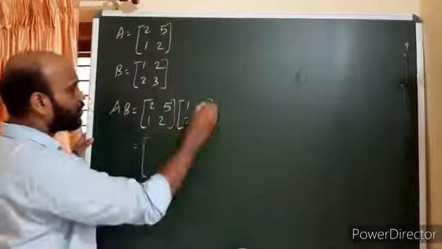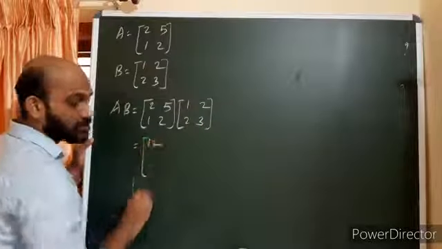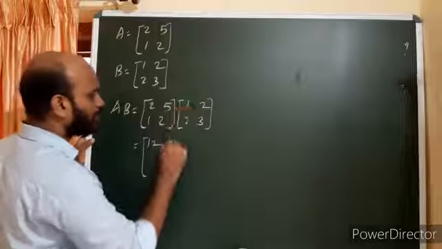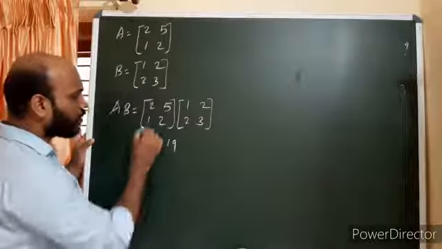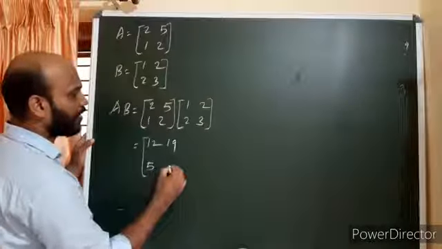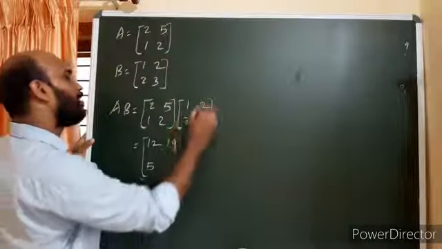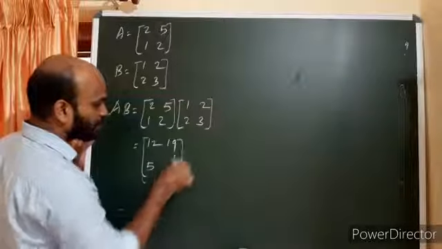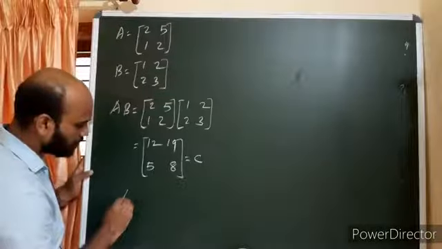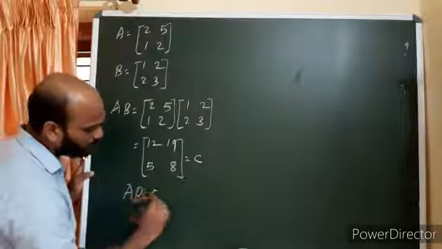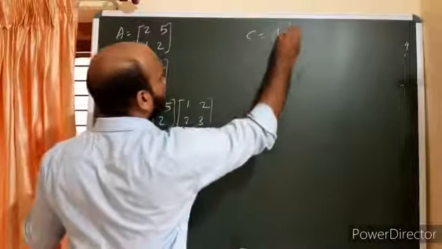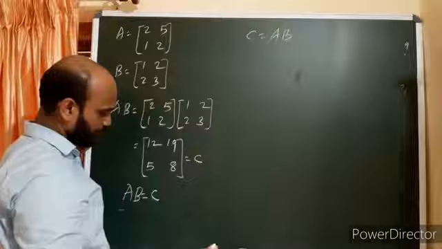A11 will be 2 plus 10, that is 12 we will get. Then A12, 4 plus 15, 19. A21 is second row and first column you have to multiply. 1 plus 4, 5. And A22 will get 2 plus 6, 8. Suppose this matrix is equal to C. That means we are getting AB equal to C, or C equal to AB.